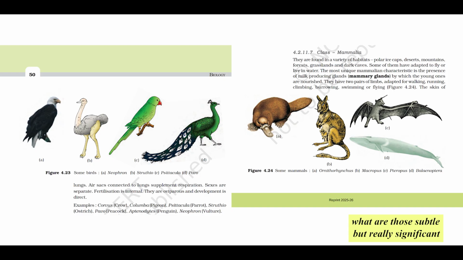What are those subtle but really significant internal adaptations, like the pneumatic bones and the air sac system you mentioned, that truly make sustained flight possible? These seem like key points for exams.